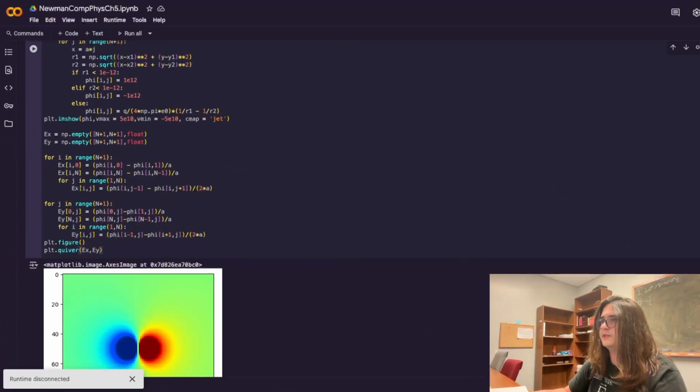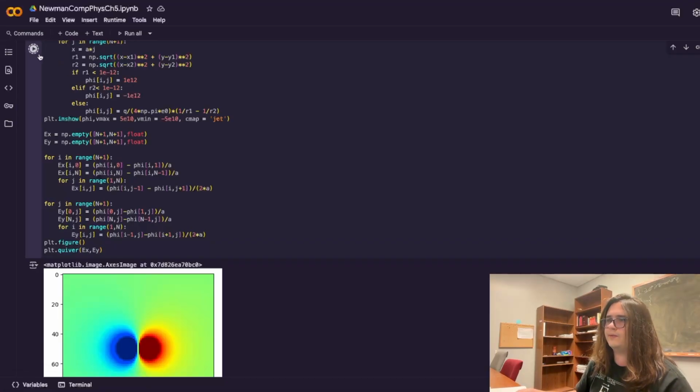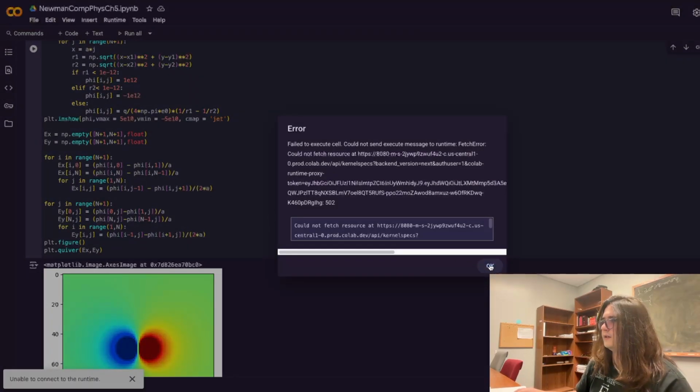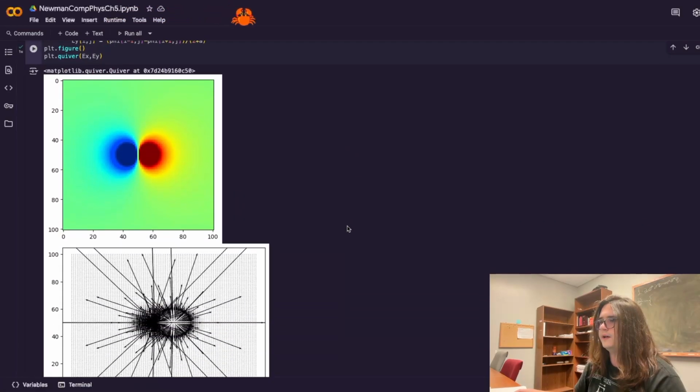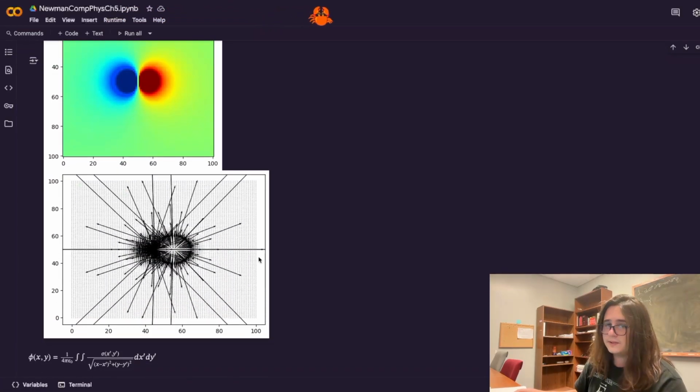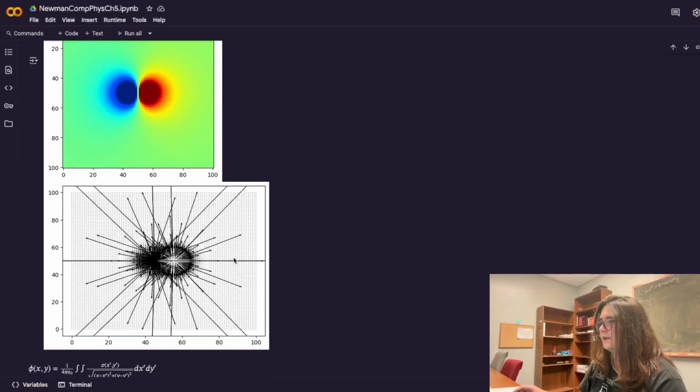My runtime just disconnected, so when I run this, it's going to take a second. Uh-oh. Okay, I think that it works now. So notice how gross that looks. And it's just because the vectors that are really close to the source points end up being really high magnitudes because, whenever you get closer to the source, the electric field just gets a lot higher with respect to the points that are outside that range.